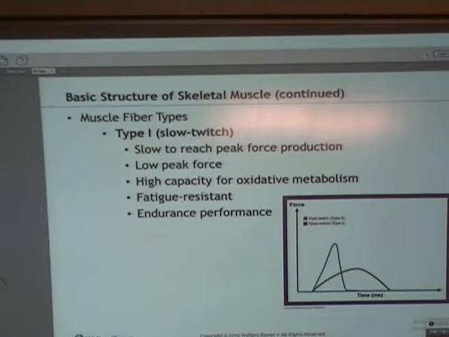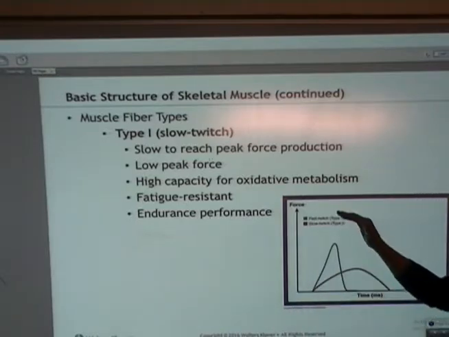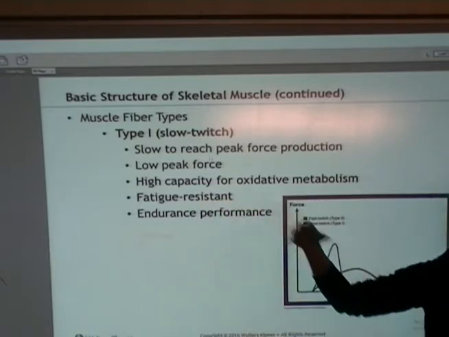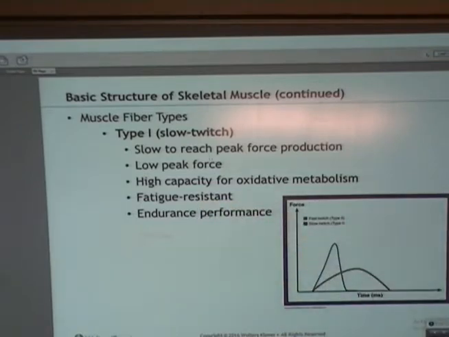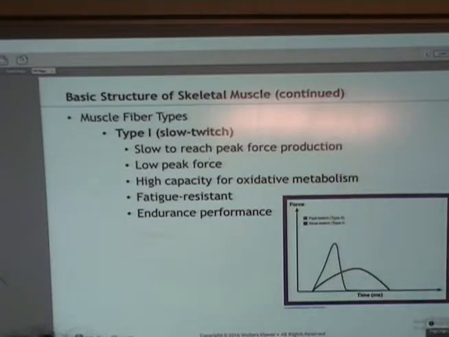Right? When I'm using oxygen to make ATP, I am not developing an acidic environment, and therefore I don't see fatigue in those muscle fibers. Right? So which kind of event would type 1 muscle fibers be really good for? Long distance.